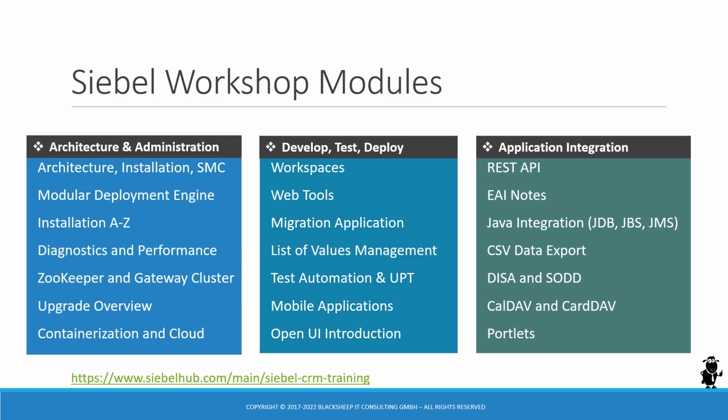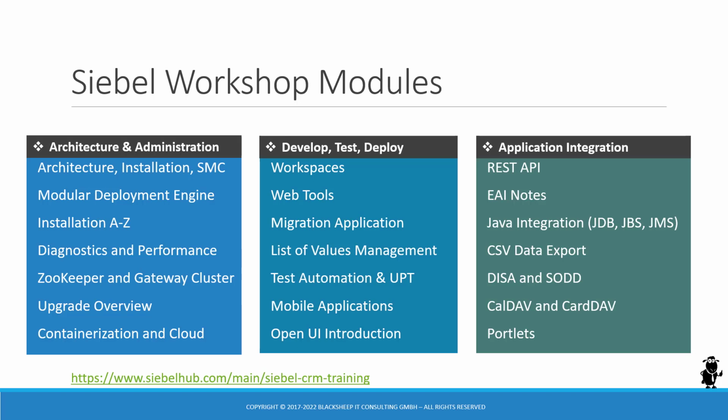For developers keen on getting their own upgrade fix on the latest Siebel 22 versions, we have chapters on Workspaces, Web Tools, Migration Application, List of Values Management, Test Automation, Usage Pattern Tracking, Mobile Applications, and even an introduction to OpenUI. On the application integration side, the most prominent feature in that respect is the REST API, which we discover in depth in a separate module.